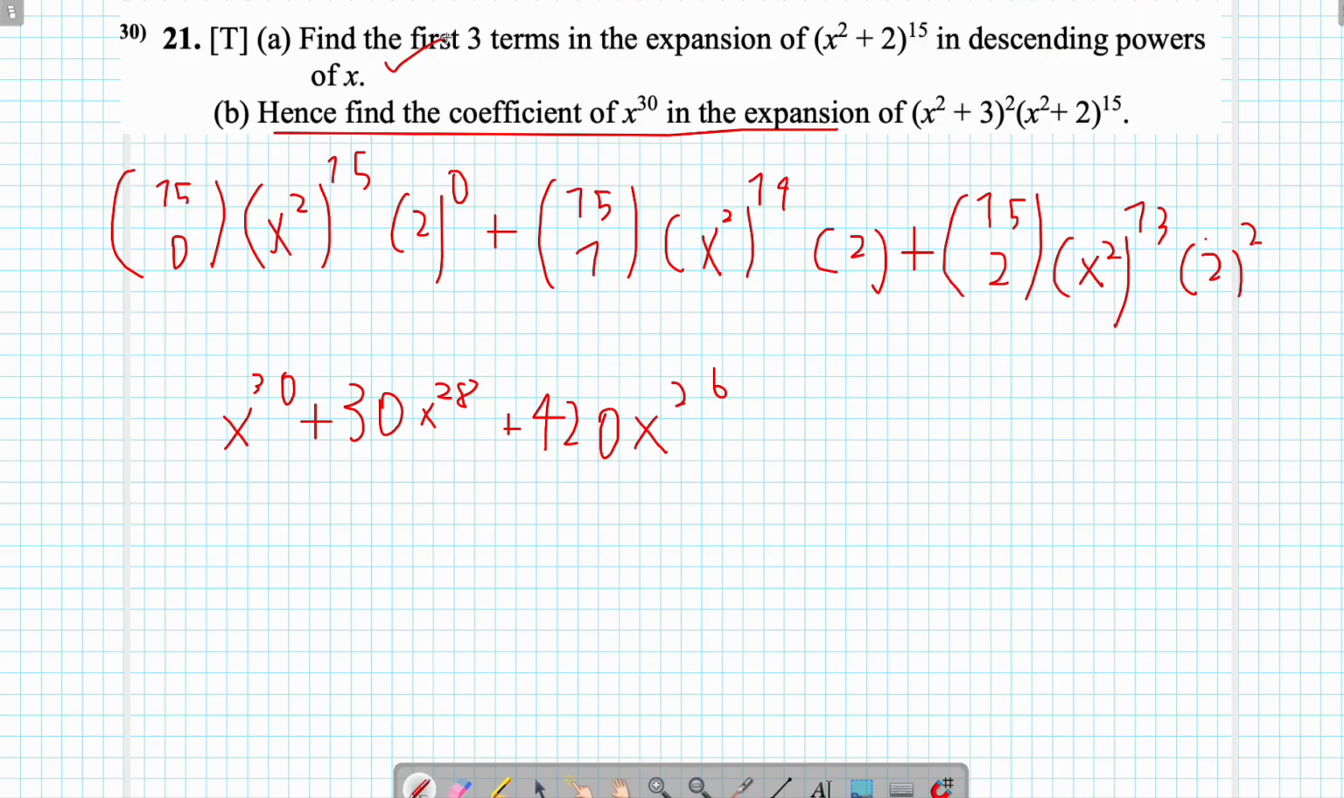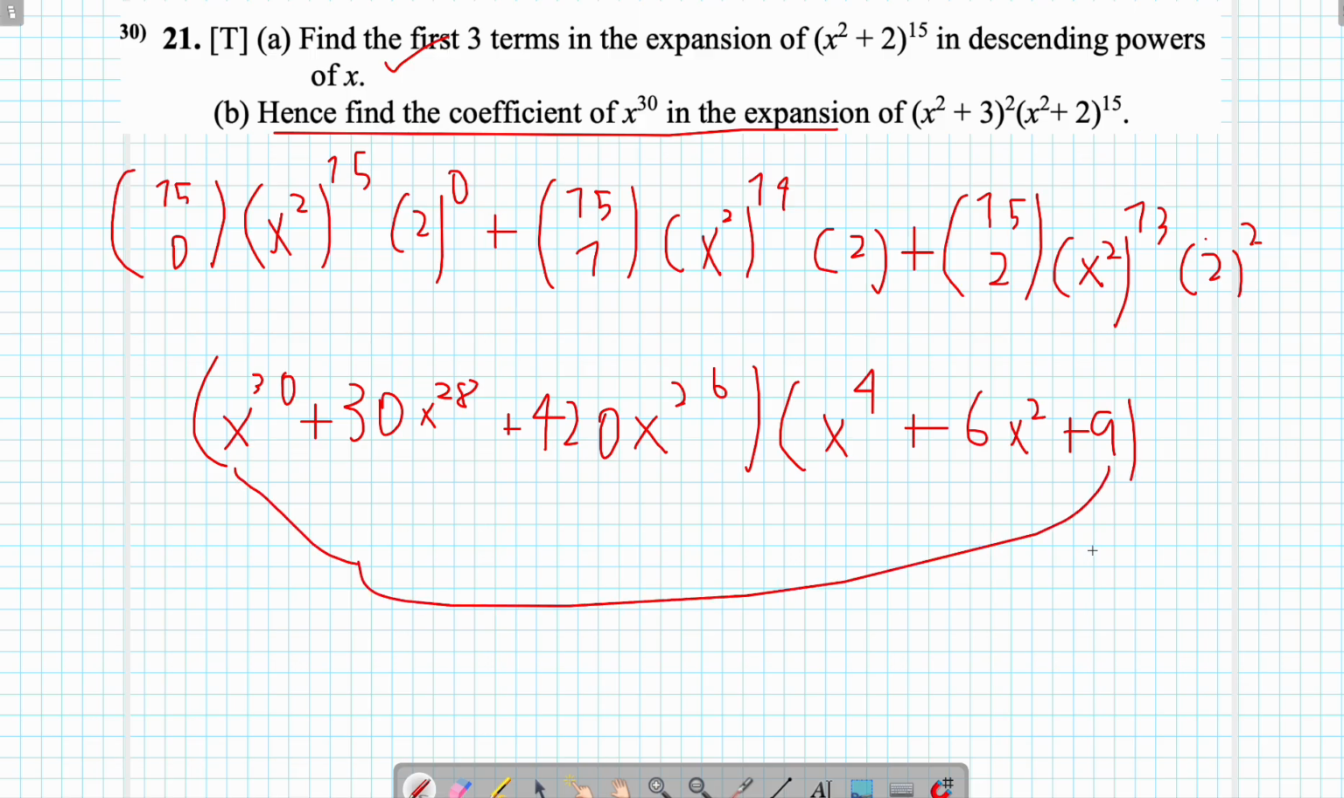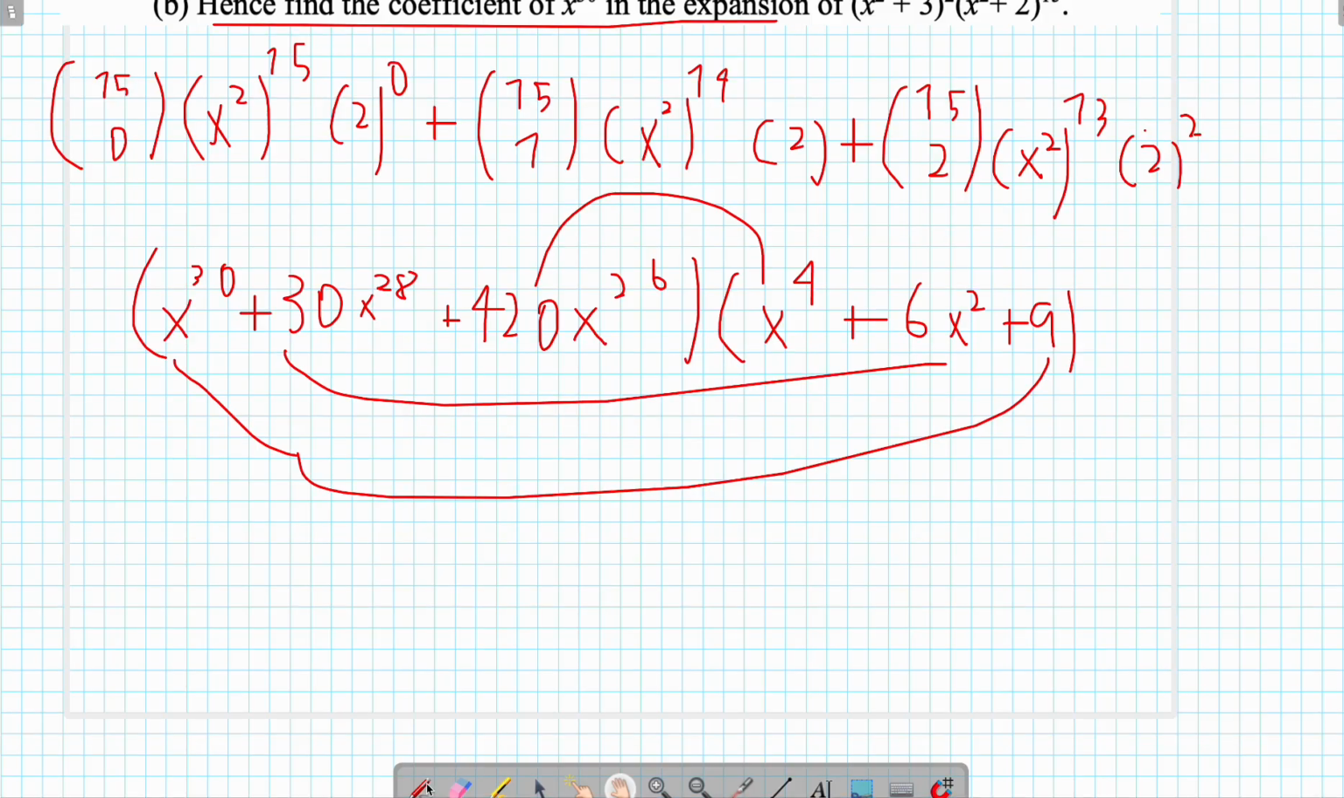Hence, find the coefficient of x to the 30 in the expansion of x squared plus 3 all of that squared. Let's simplify x squared plus 3 all of that squared, which is x to the 4 plus 6x squared plus 9. Here they want x to the 30, so 9 times x to the 30, 6x squared times 30x to the 28, x to the 4 times 420 x to the 26.